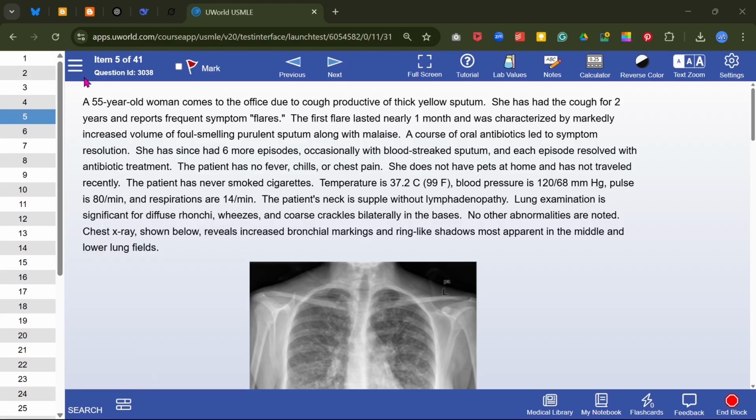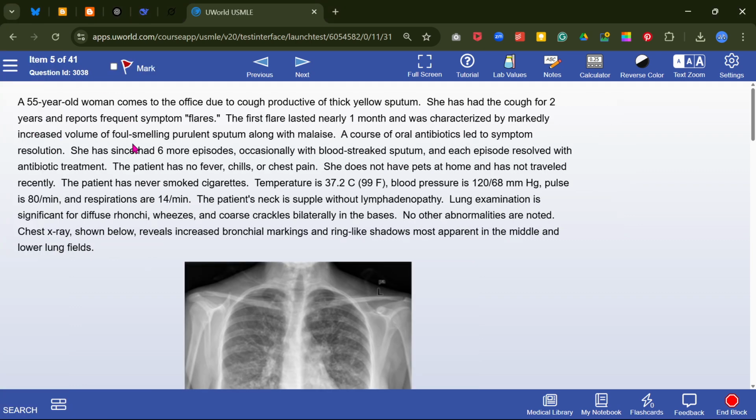Okay, now look at this question. This 55-year-old man comes to the office for cough with productive sputum. The cough has lasted 2 years, with frequent symptom flares. One month ago, the characteristics changed, with increased, foul-smelling, purulent sputum along with malaise. A course of oral antibiotic led to resolution of the symptoms. Now she has blood-streaked sputum. There is no fever.